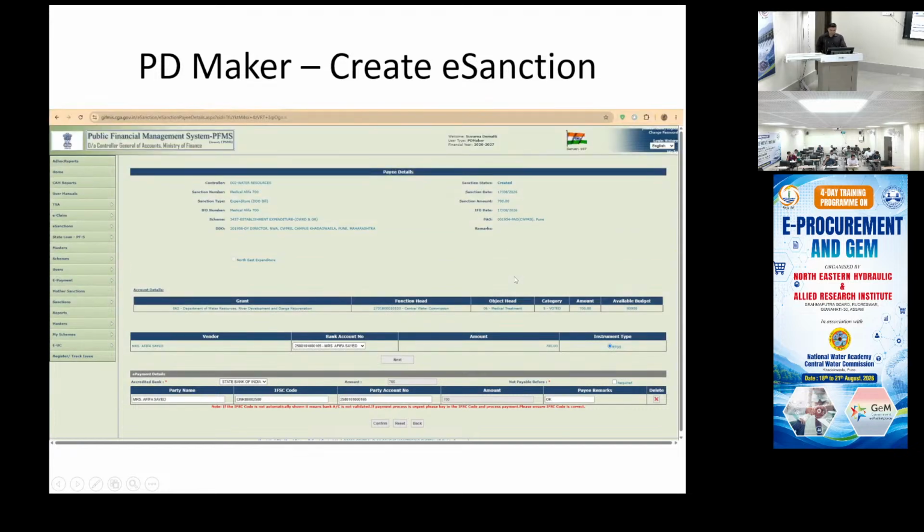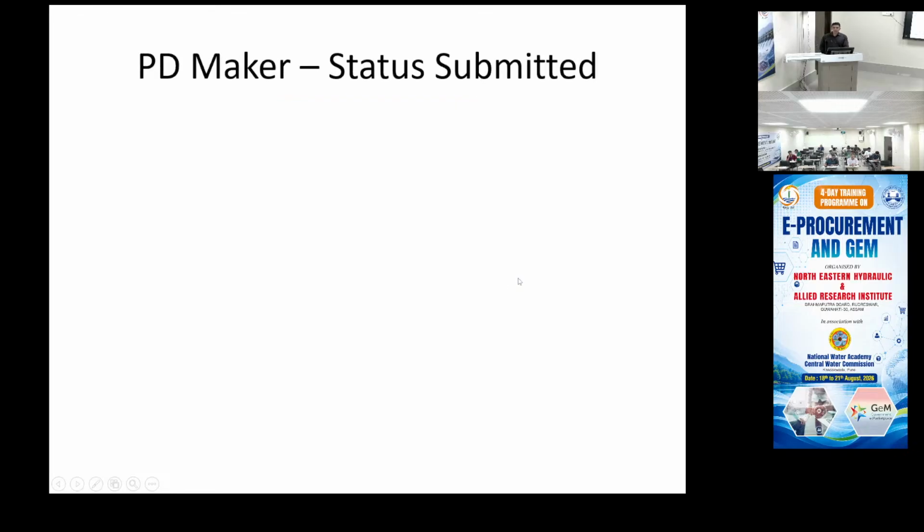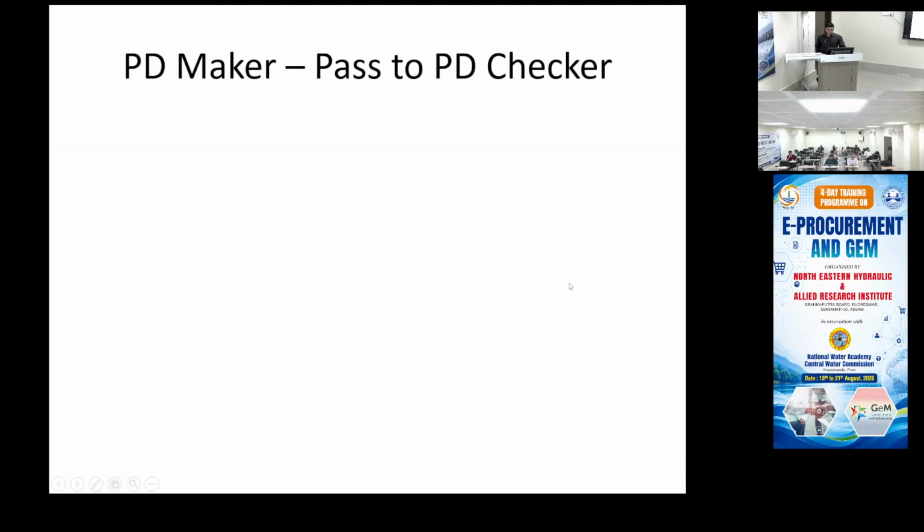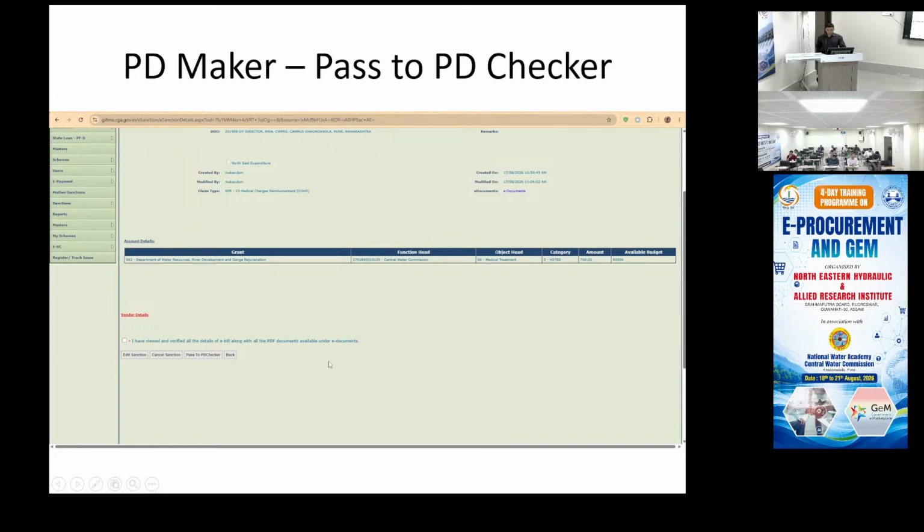So you create a sanction. This is all part of creating the sanction. Check all the details and confirm. Now, once the sanction is created, it goes to the PD checker and the status shows submitted. Okay, once you submit, now you have to pass to PD checker. So there is a separate process to pass to PD checker. The sanction has been created and now you pass it to PD checker.